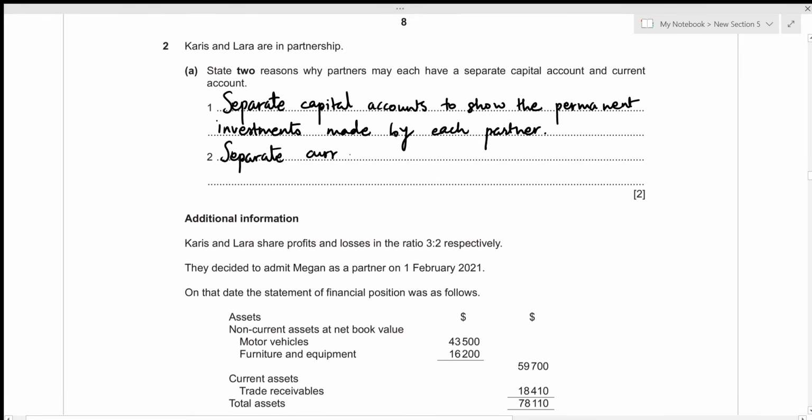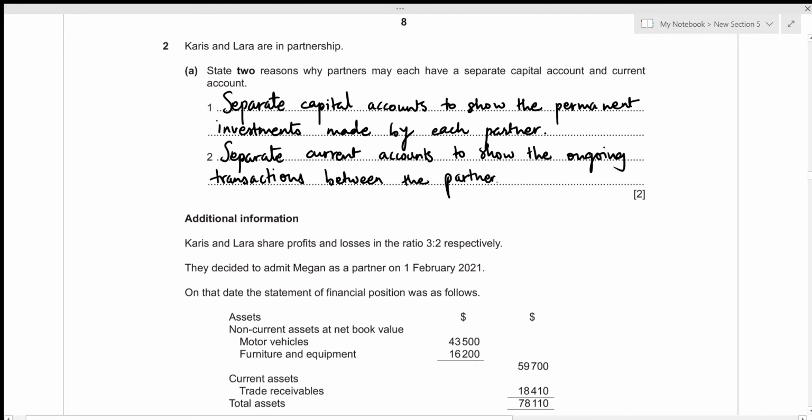Separate current accounts to show the ongoing transactions between the partners and the partnership. Alright, this completes the first part.